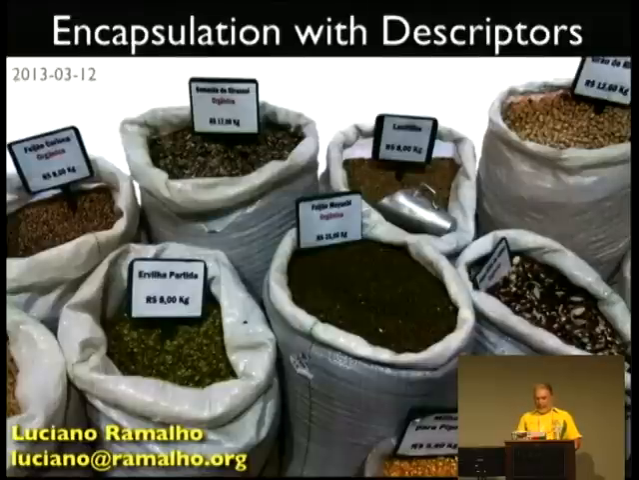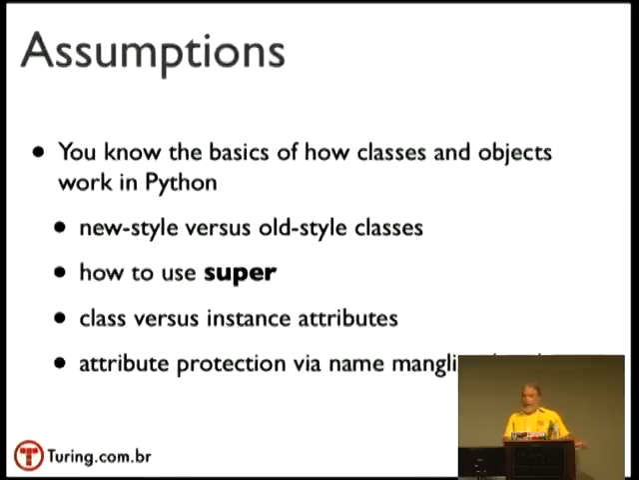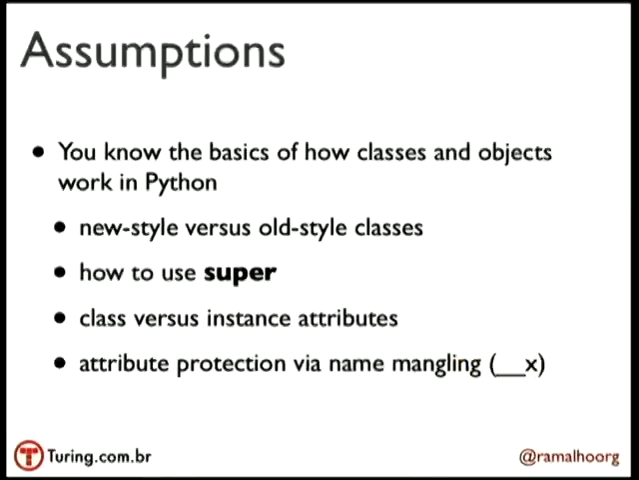So, on to the subject. I make a few assumptions here, that you know the basics of how classes and objects work in Python, the difference between new style and old style classes. If you're using Python 3, you don't need to worry about that. That's gone. How to use super, the difference between class and instance attributes and attribute protection via name mangling. I'm actually going to explain a little bit about that.